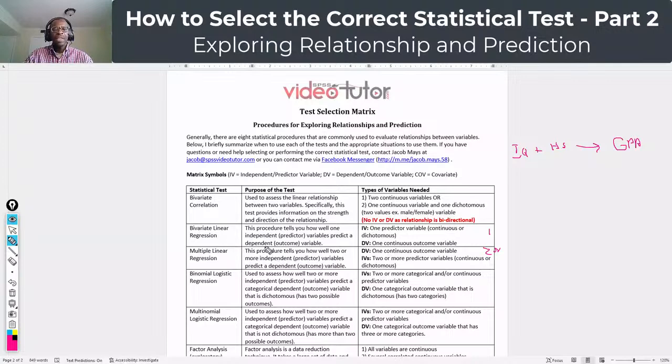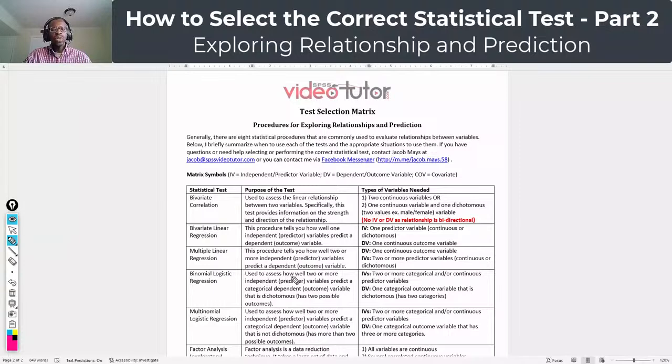A bivariate linear regression is only when you have one predictor variable and one outcome variable. Here we have two or more predictor variables and one outcome variable. So that's when we would use a multiple linear regression. All right. And again, this has to be continuous. Now, a binomial logistic regression is another type of regression, but the outcome variable, instead of being continuous, is categorical.